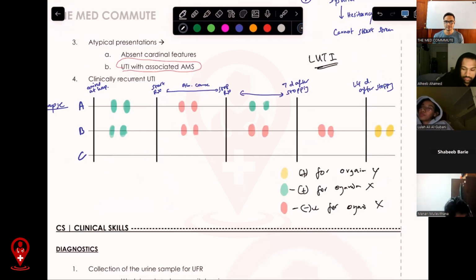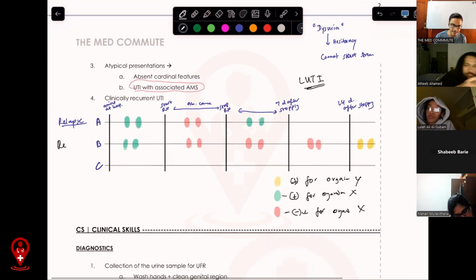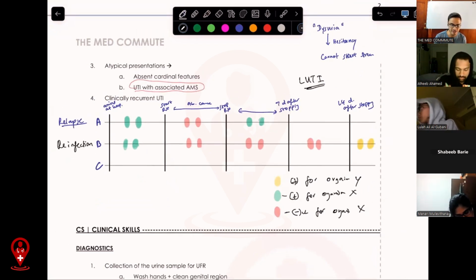What is this? This is what we call a reinfection, guys. How do we define reinfection? The patient getting an infection from a different species after 2 weeks of treatment completed for one organism. Okay, this is a reinfection. Understood?